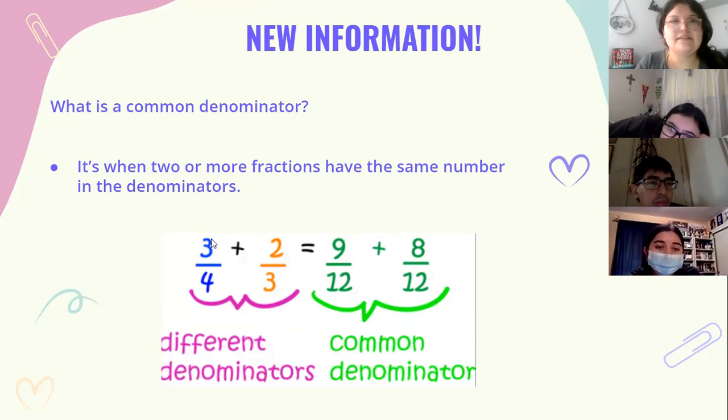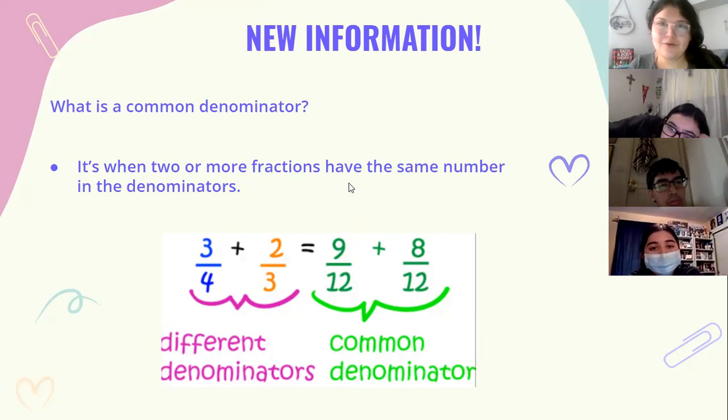But in this case, this is different denominators, because this is a 4 and this is a 3. Does anybody recognize the relationship between 3/4 and 9/12? No? Do you multiply by 3 on the first fraction? Yes. So 3/4 and 9/12 are equivalent fractions, and you do multiply by 3 to get to 9/12.